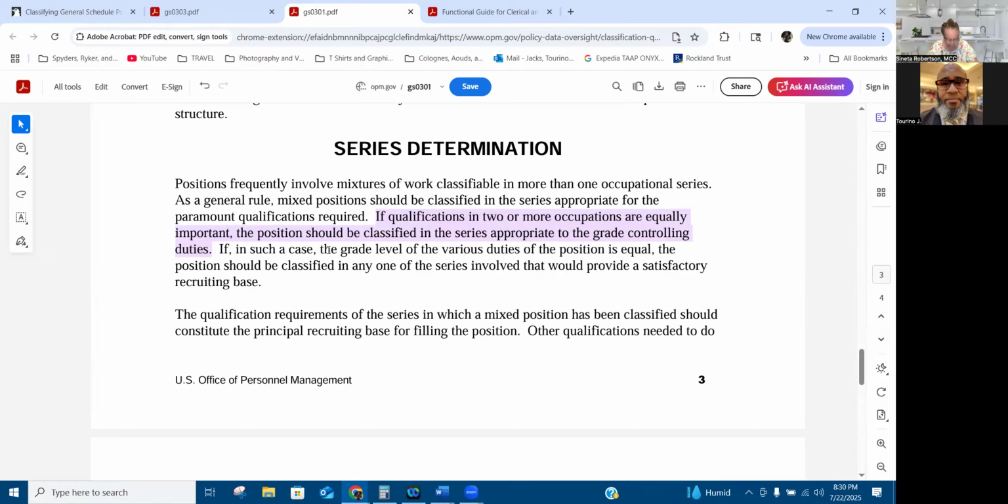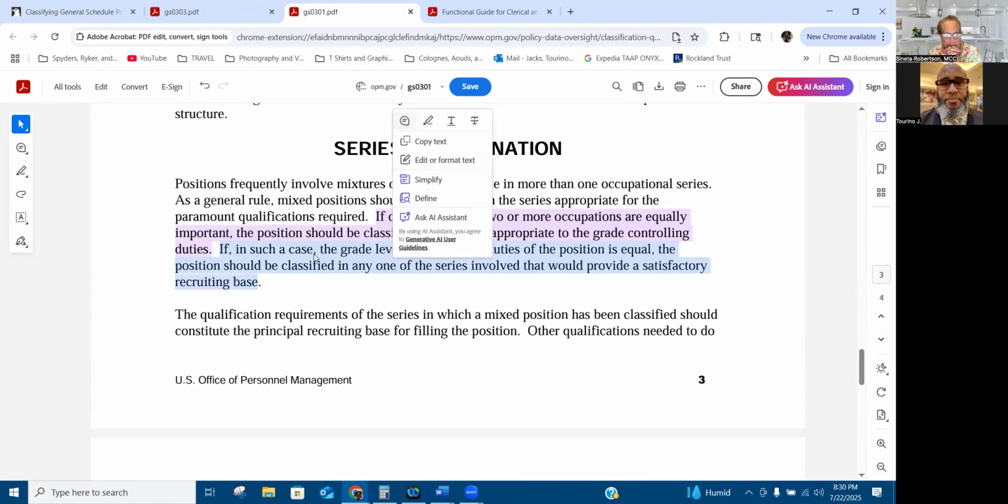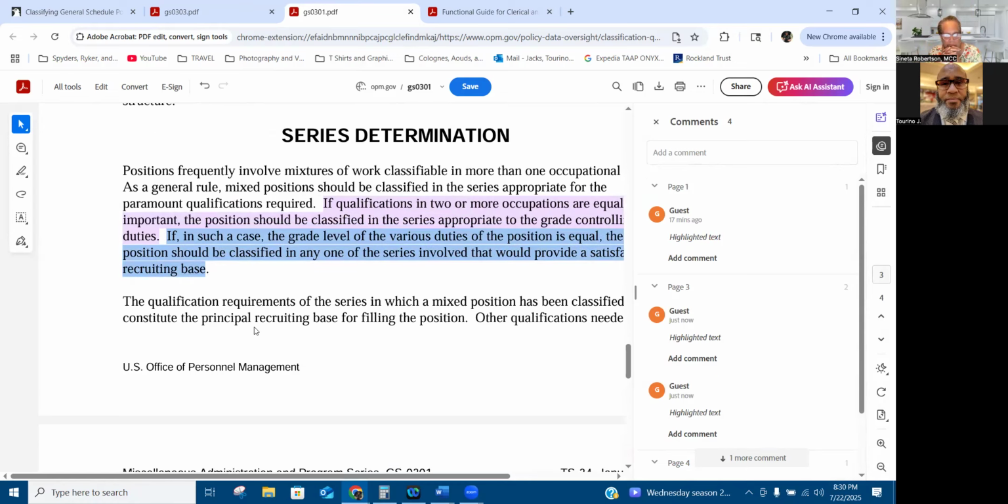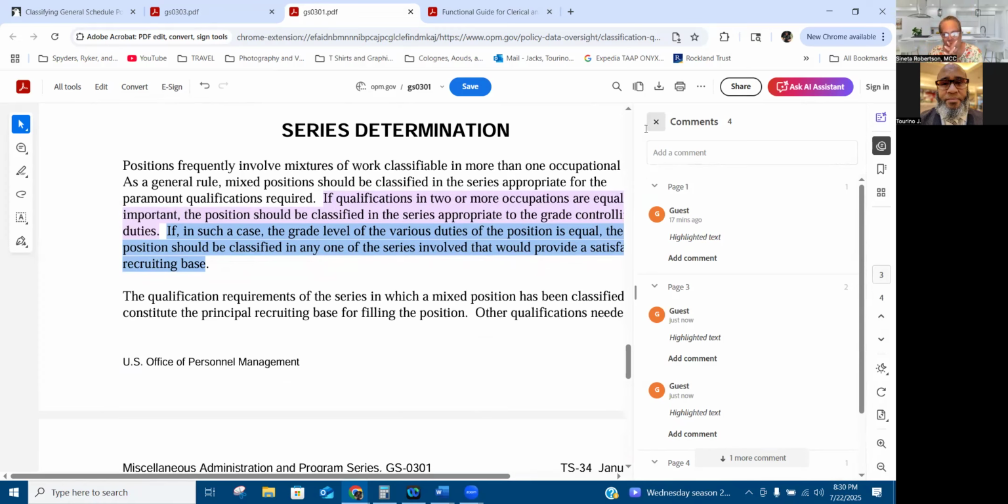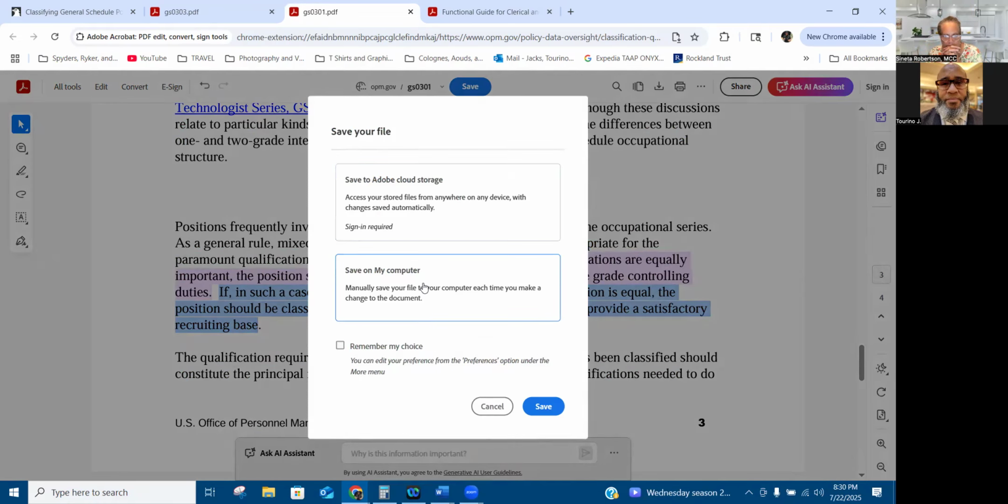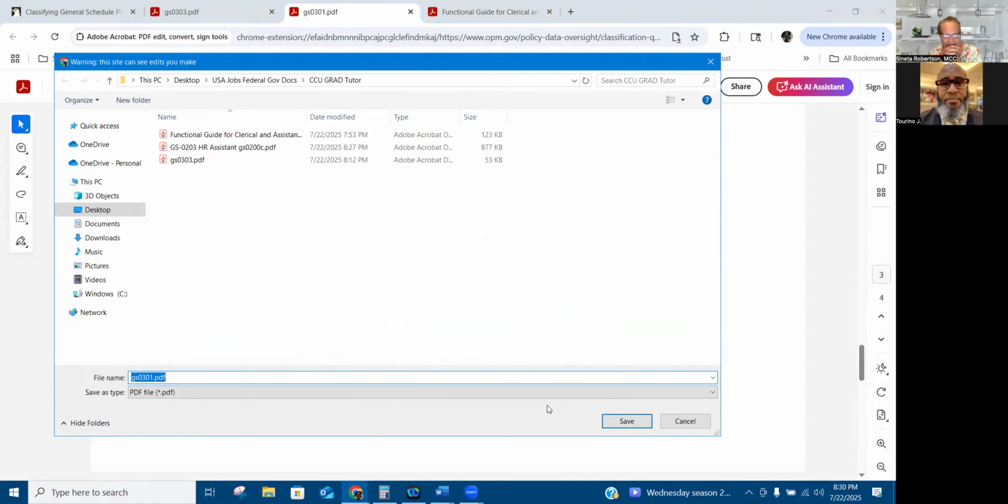Okay. In such case, I'll make this a different color. And next, let's make that blue. Okay. Qualifications, close that. Save that. Why is it asking me to save it again? I've already done it. 301, still my thing.